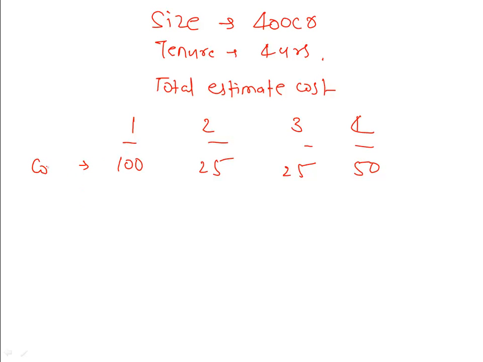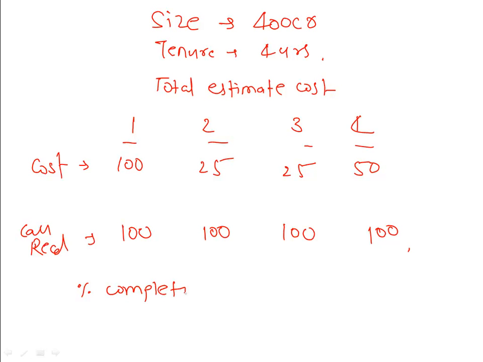This is the cost, and the cash given by the client, cash received, is 100, 100, 100 and 100. Use the percentage of completion method and find out sales, cost, profit and asset or liability for all the 4 years.